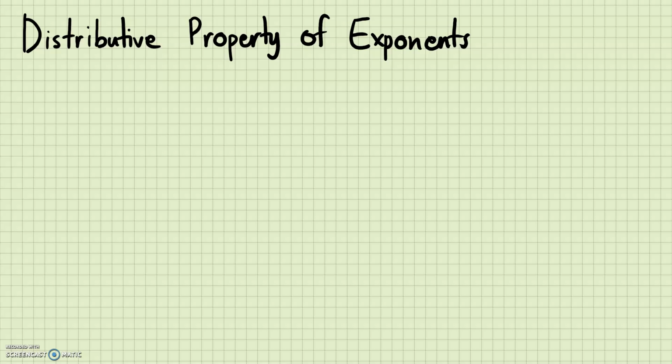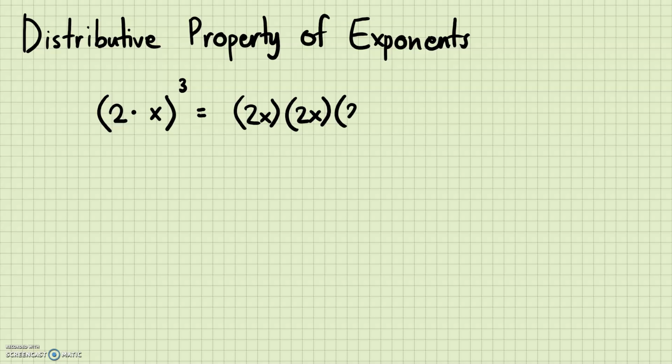If we have two terms that are being multiplied, let's say we have 2 times x here, and if the whole thing, 2 times x, is being raised to a power, say 3, how can we simplify this? Well, we can say that 2 times x to the third power is the same as 2 times x times 2 times x times 2 times x. And these are all being multiplied together.